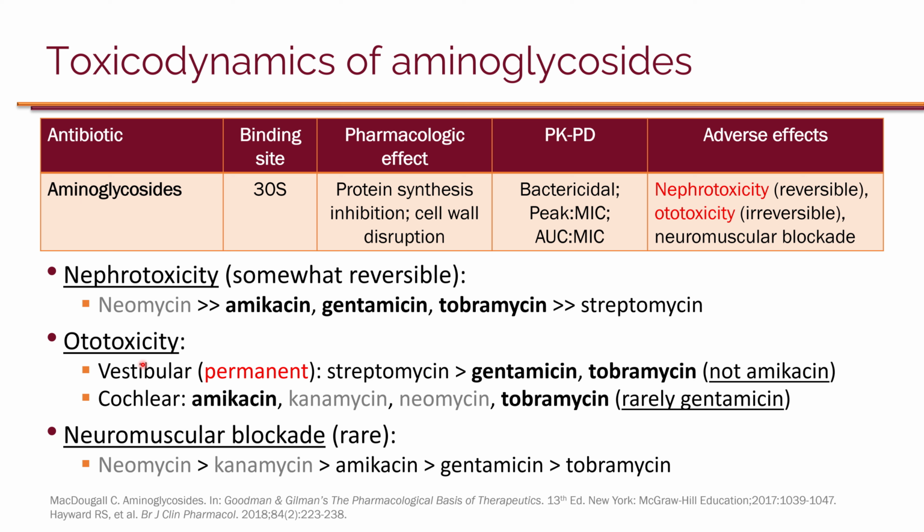Now, there is some genetic component to this, so there are certain pharmacogenomic characteristics that essentially make certain patients more susceptible to these toxicities. Lastly, we have neuromuscular blockade, which is very rare, and this is essentially happening with amikacin, gentamicin, and tobramycin. And fortunately, neuromuscular blockade can be reversed by administration of IV calcium.